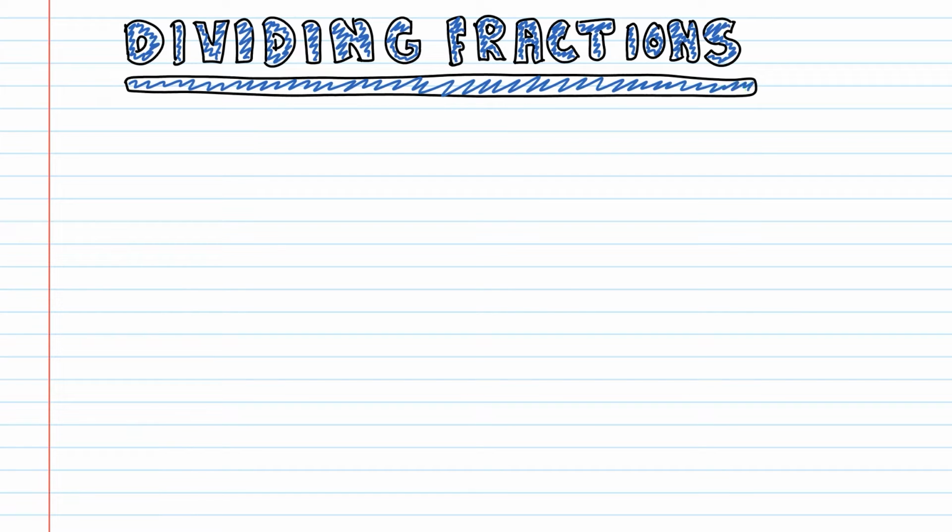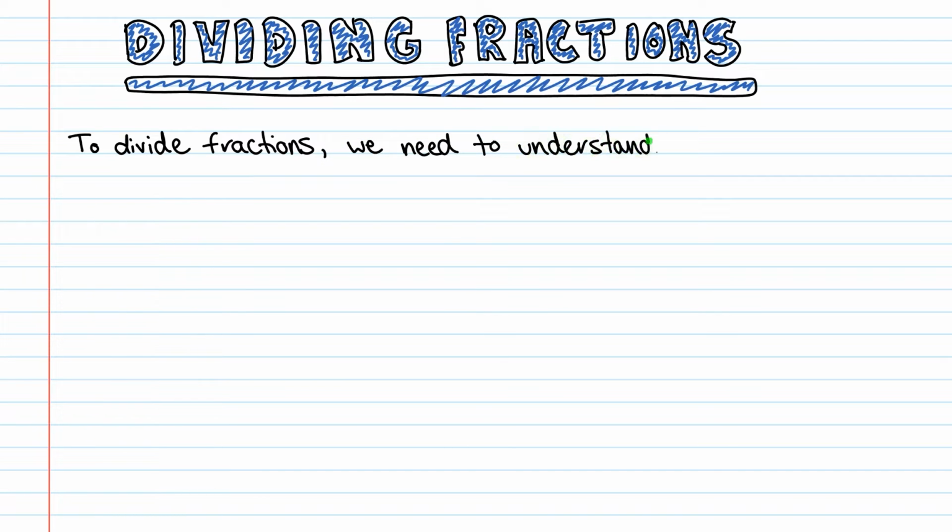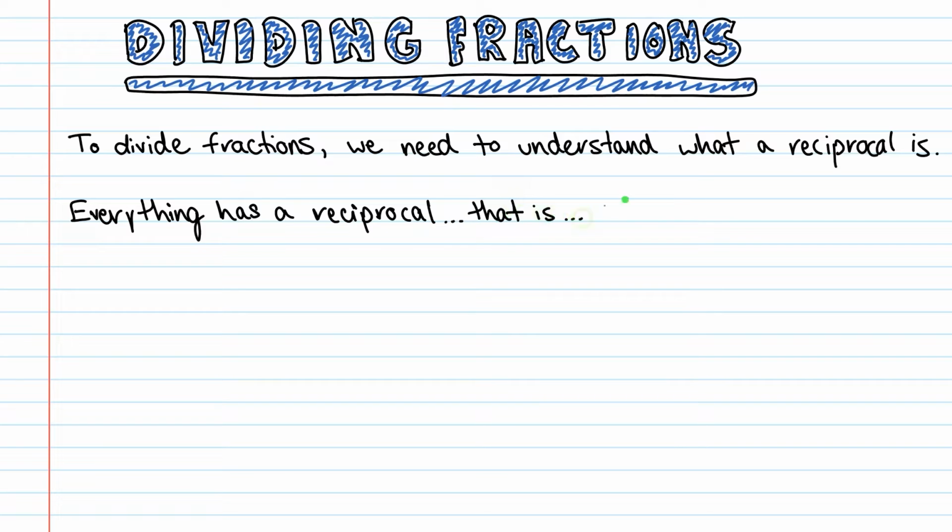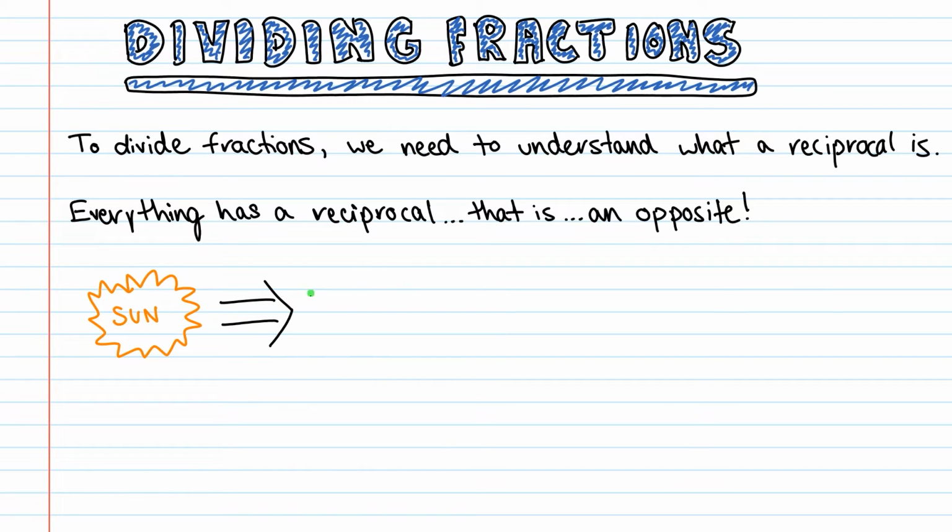So to divide fractions, we really need to understand this idea of what a reciprocal is. I'm going to write that down. A number times its reciprocal will always equal 1, so you can think of a reciprocal as an opposite of sorts. For example, if I drew the sun, what would its reciprocal be? Think about it for a sec. I would say it would be the moon, right? Since the sun would occupy the sky by day and the moon would occupy the sky by night. They're opposites.